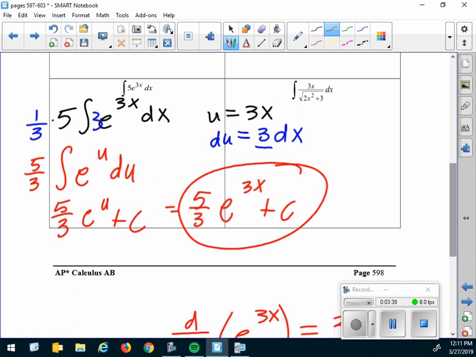How can you check that? Take the derivative. What's the derivative of e to the 3x? 3e to the 3x. So it'd be 5/3 times 3e to the 3x. What's the derivative of a constant? 0. What's 5/3 times 3? So that's 5e to the 3x, which is what you have right here. That's how you can always check.